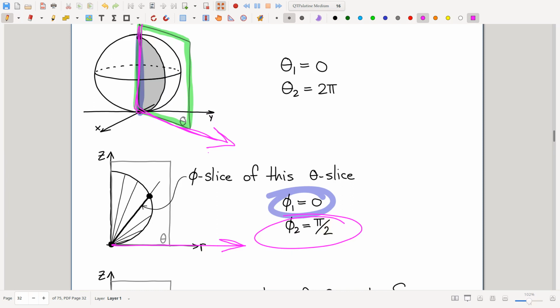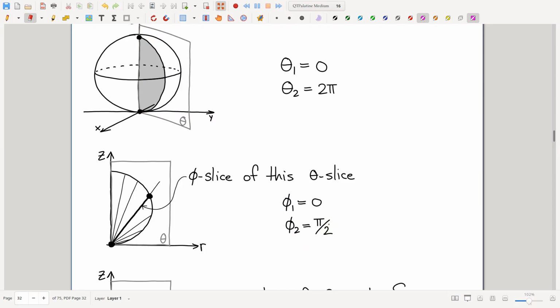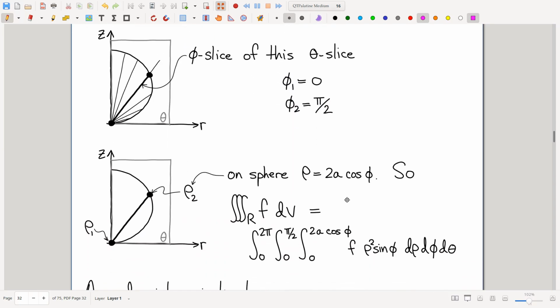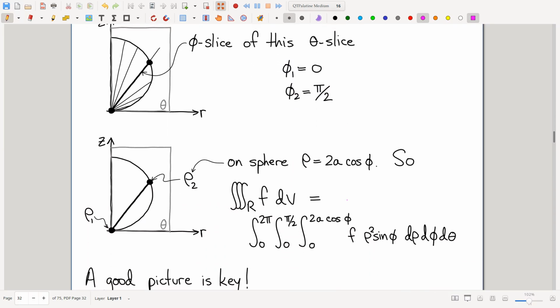Cool. So we got our theta bounds, we've got our phi bounds, and now we got to think about our rho bounds. You start at the origin. The origin's where rho equals 0. Again, you get freebies, that's nice.